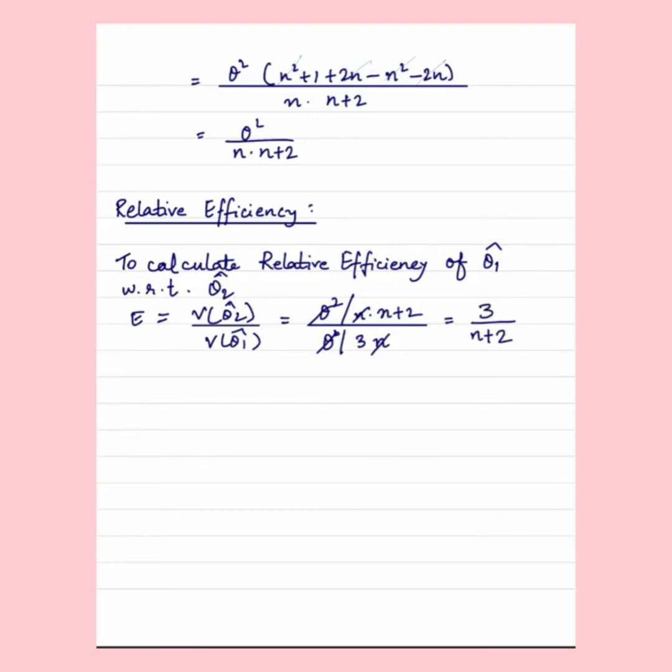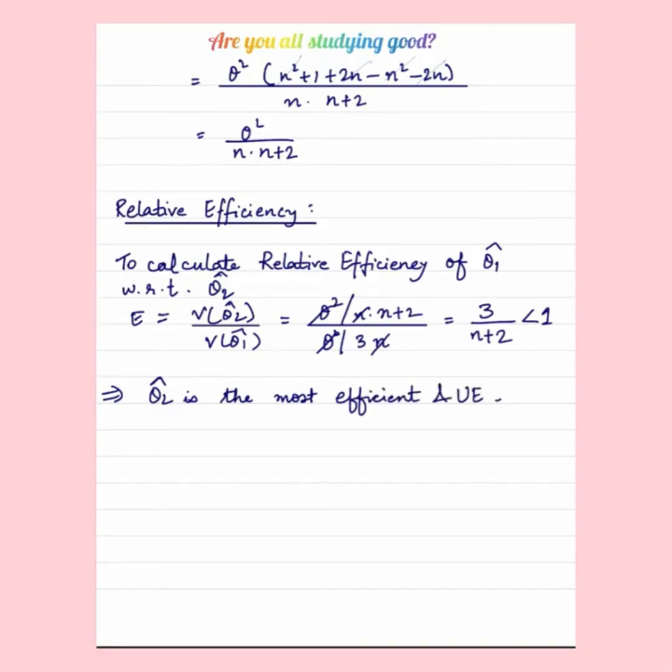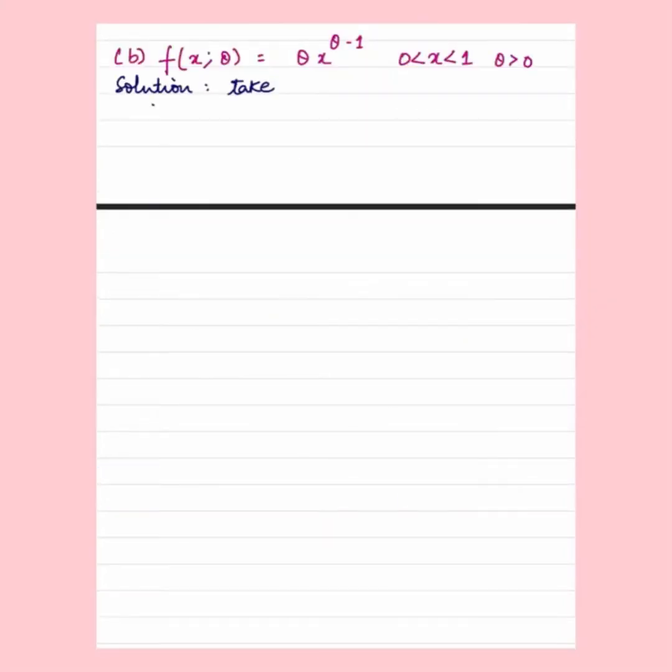Hence, efficiency of theta 1 with respect to theta 2 equals to 3 upon n minus 2, which is less than 1. Hence, we see that variance of theta 2 is less than variance of theta 1. Hence, theta 2 is the most efficient and unbiased estimator of theta. Now we will solve 17.14 question number B.